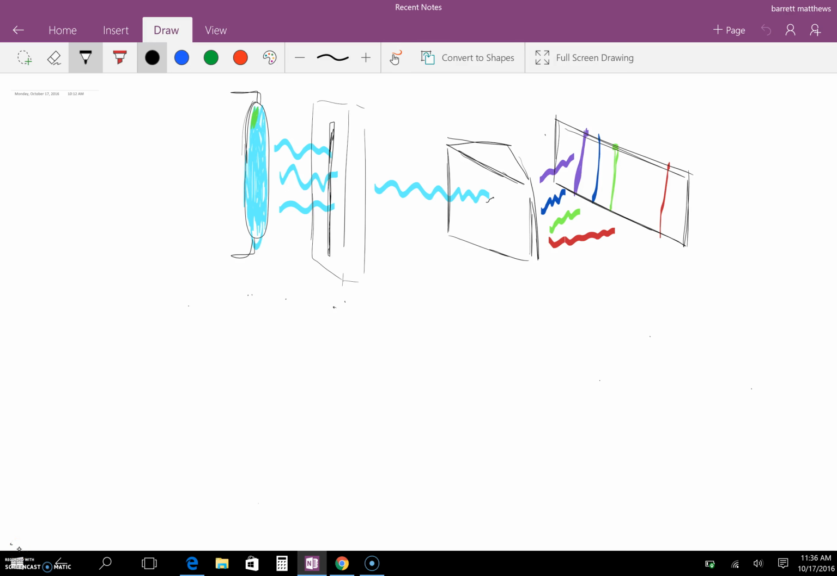Hey, welcome back. Let's go ahead and try to tie together the two natures of light, particle and wave, using emission line spectrum.